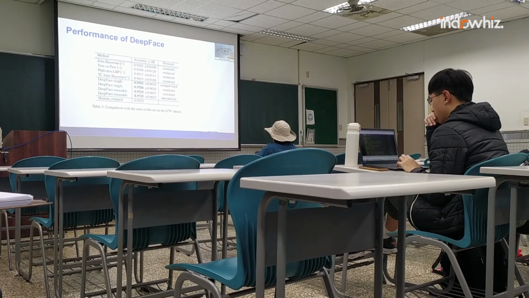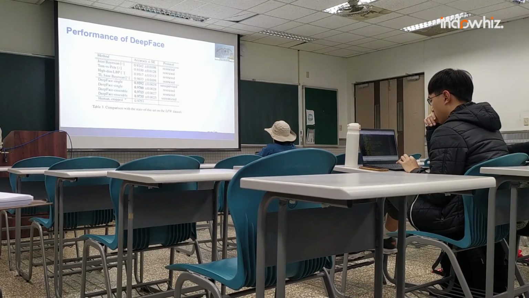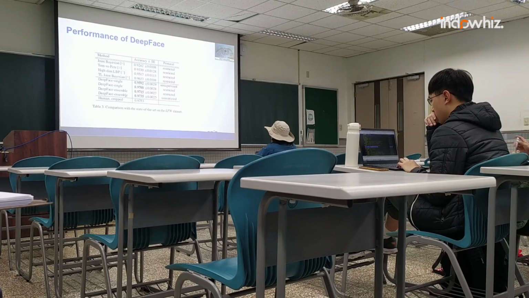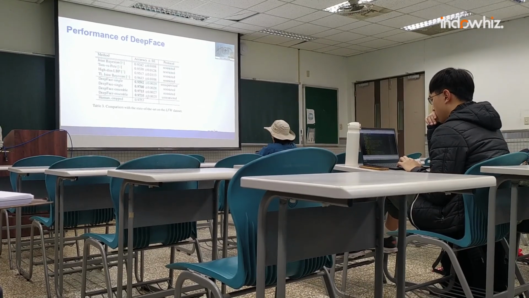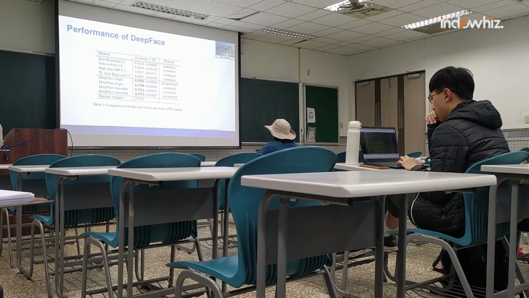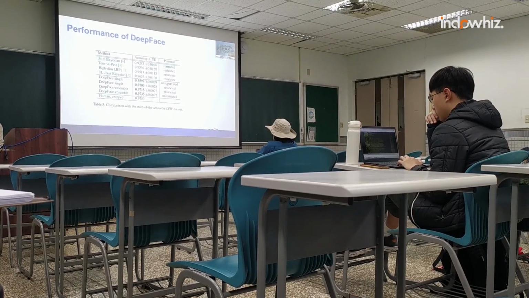You can see that if you use an ensemble model, which means you train multiple networks to do things, then you can get as high as 97.35%. And for humans, if you hire a human to do face recognition, then the human performance is 97.53%, which is similar to the base model of deepfakes.